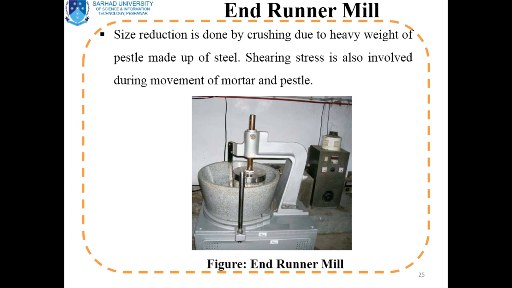The second last mill is termed the end runner mill, as you can see in the figure. It consists of a mortar and pestle, and particle size reduction is done by crushing due to the heavy weight of the pestle, which is made of steel. Shearing stress is also involved during movement of the mortar and pestle.